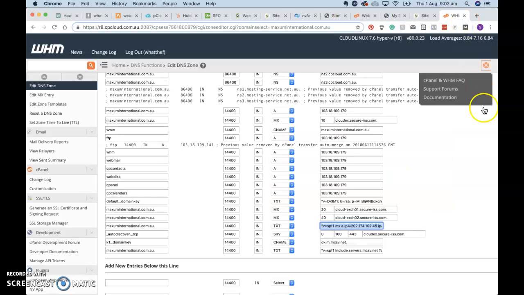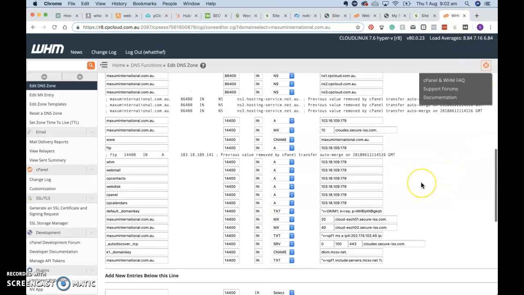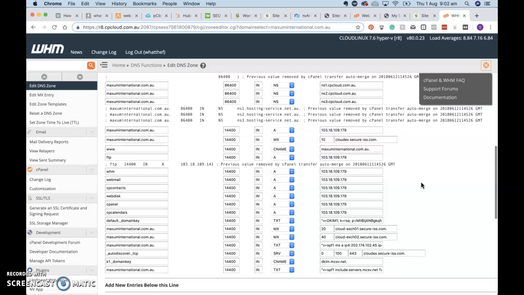Hi there, this is a screencast to finalize, hopefully, this website that I'm trying to transfer from an external host over to SiteGround. So using the WordPress migrator tool, I've got the files there and I'm trying to do the DNS now.